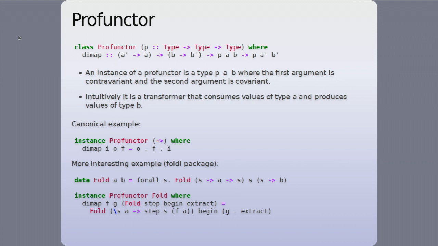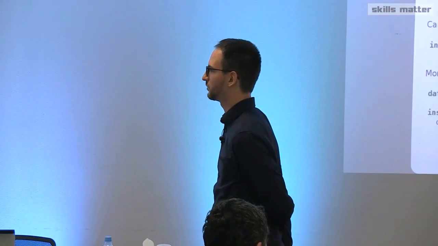All right, so now given these two things, we can define what a profunctor is. So profunctor basically glues these two concepts together. An instance of a profunctor is a type P A B, where the first argument is contravariant and the second argument is covariant, right? And intuitively, it is a transformer that consumes values of type A and produces values of type B. And the canonical example of a profunctor is a function arrow, right? Because function arrows have an input and an output, and we can map over an input and an output.